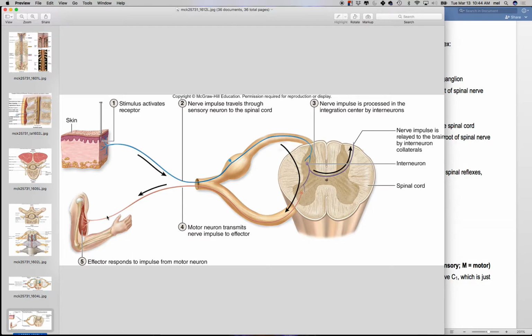These kind of reflexes go mostly, unless you do it on your face, it's going to go mostly straight through the spinal cord and not really involve the brain. As a matter of fact, people can be brain dead and still have some of these reflexes, okay? Does that make sense to you? So it's going straight through the spinal cord. It's not involving any real intellectual processing. So let's follow it through.